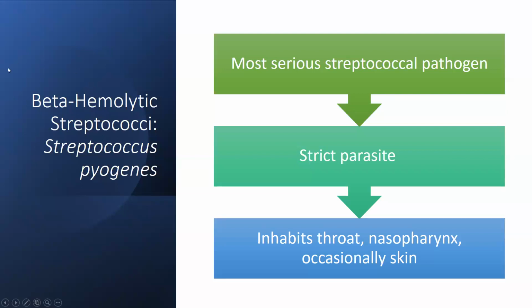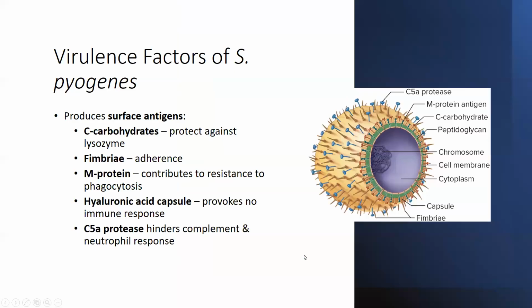So we look first at our beta hemolytic strep pyogenes. This is the most serious pathogen of the strep genus. It's strictly a parasite, meaning it's only going to cause pathology. That's what I mean when I say parasite, okay? It also needs to live within us to cause that pathology, right? So we're not going to see it infecting a fomite; it's going to have to infect us to be pathogenic. When it inhabits us, it's going to inhabit our throat, nasopharynx, and potentially the skin, but really think throat and nasopharynx as your two big areas.